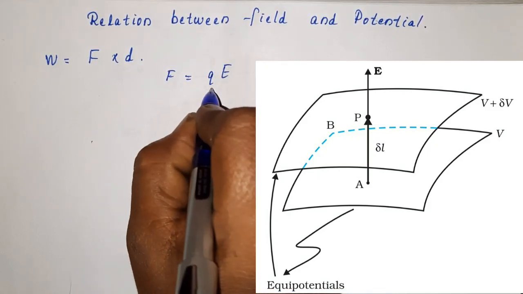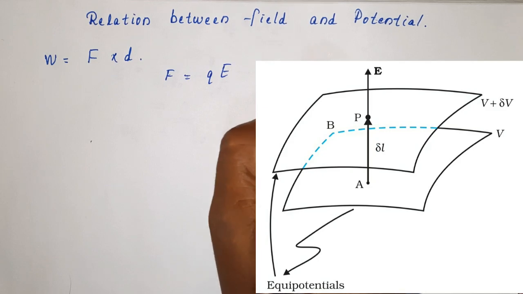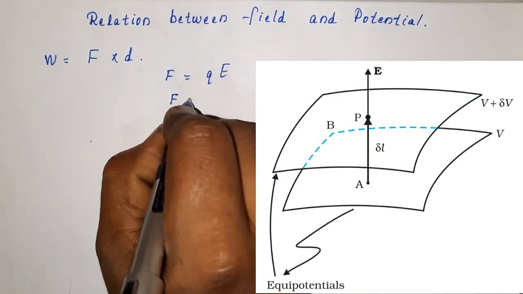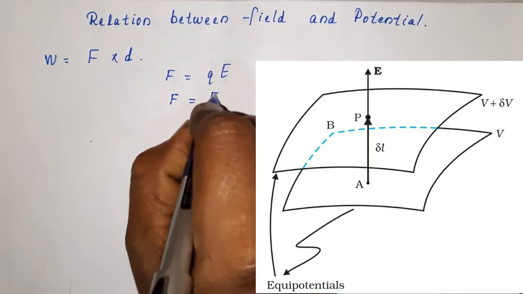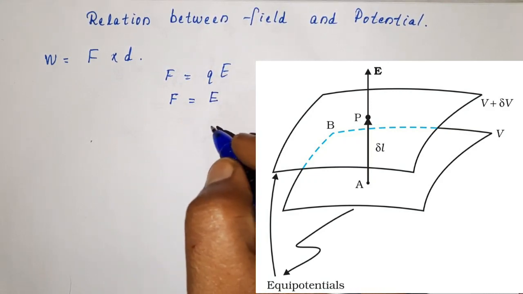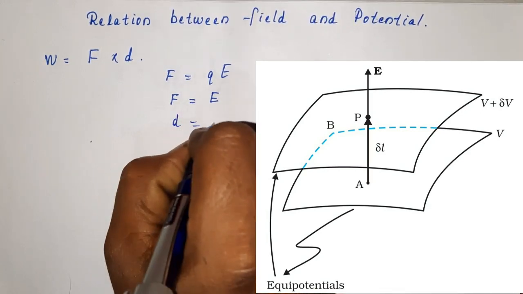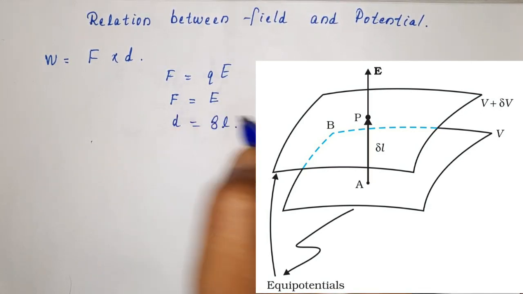What is Q here? Q is equal to 1 because we are moving a unit positive charge. So what is our force? The magnitude of force is equal to E, the magnitude of the electric field. And what is the displacement of that charged particle? It is moved through a distance delta L. So here displacement is delta L and force is E.